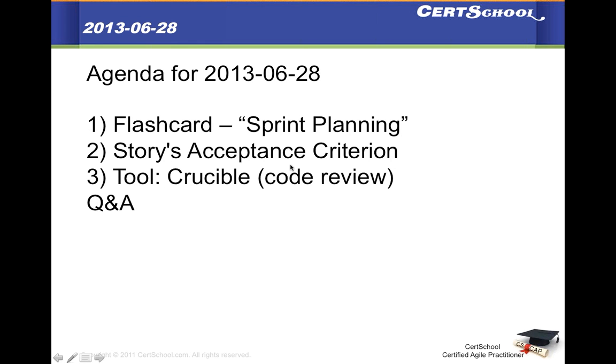Stories acceptance criteria, which we skipped last time. So we'll cover that in detail this time. And the third is we'll look at a tool. We'll look at Crucible this time, which is a code review tool, and we'll spend about 10 minutes towards the end just talking about that. And we'll leave some room for the question and answers towards the end as well.